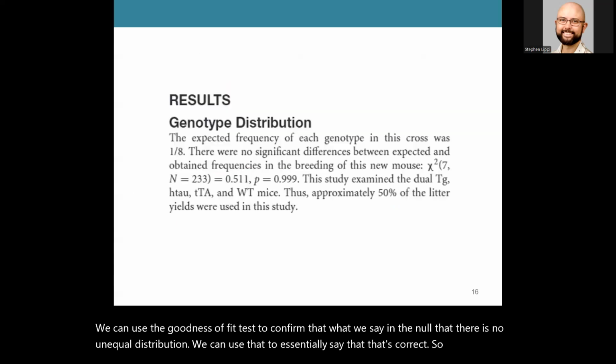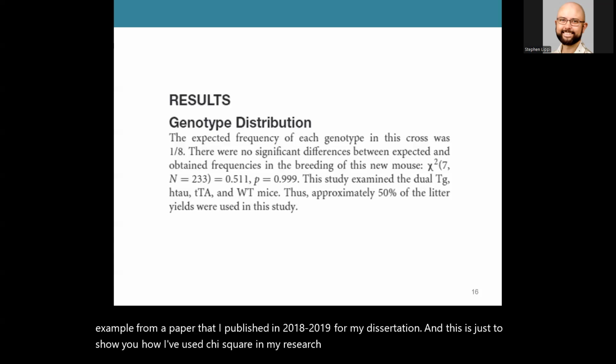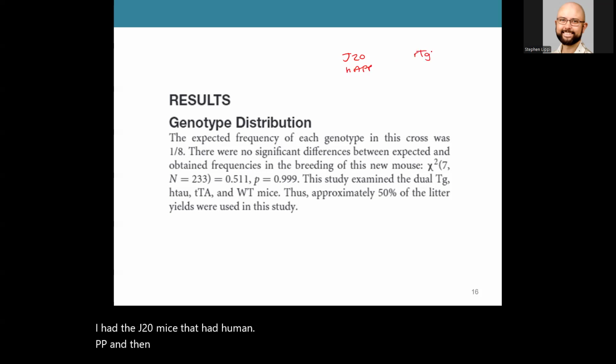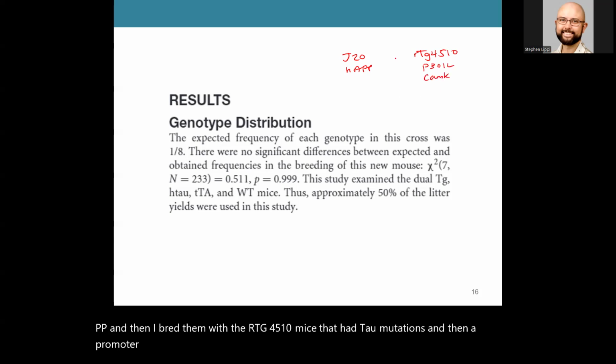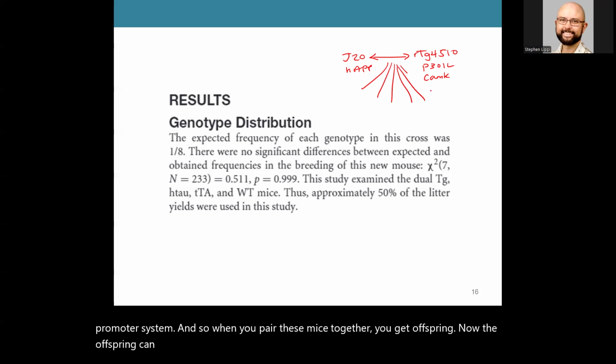So this is an example from a paper that I published in 2018, 2019 for my dissertation. This is just to show you how I've used chi-square in my research. What I did was I bred different mice. I had the J20 mice that had human APP, and then I bred them with the RTG4510 mice that had tau mutations and then a promoter system. When you pair these mice together, you get offspring. Now the offspring can have different genetics.